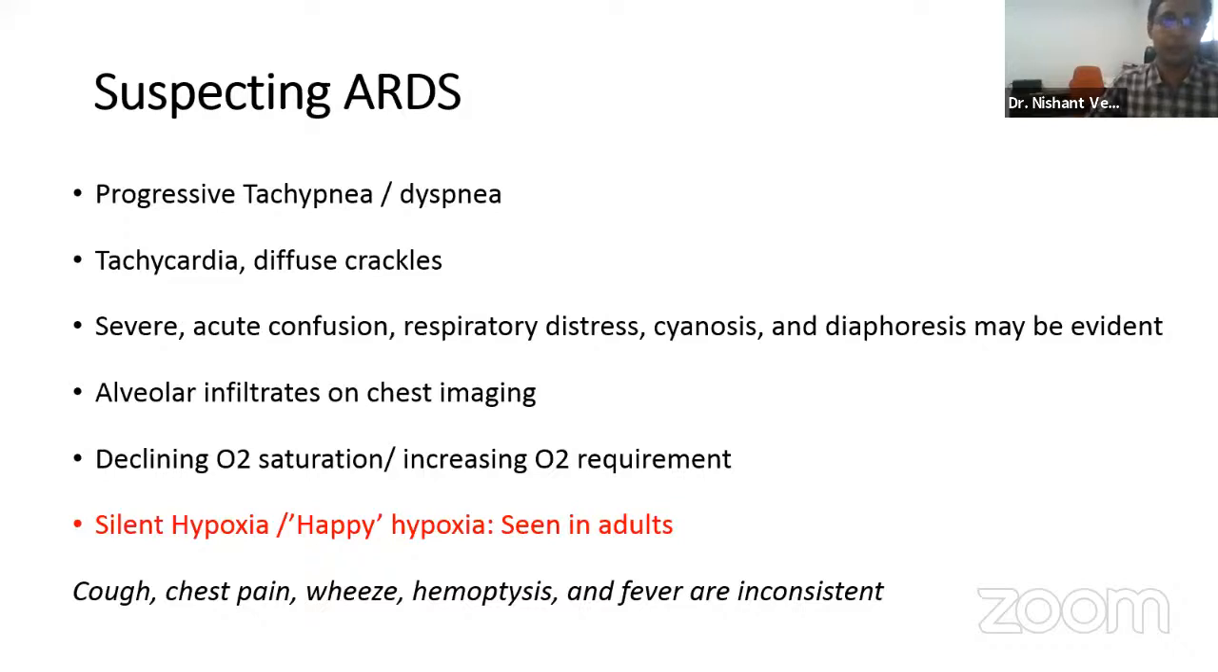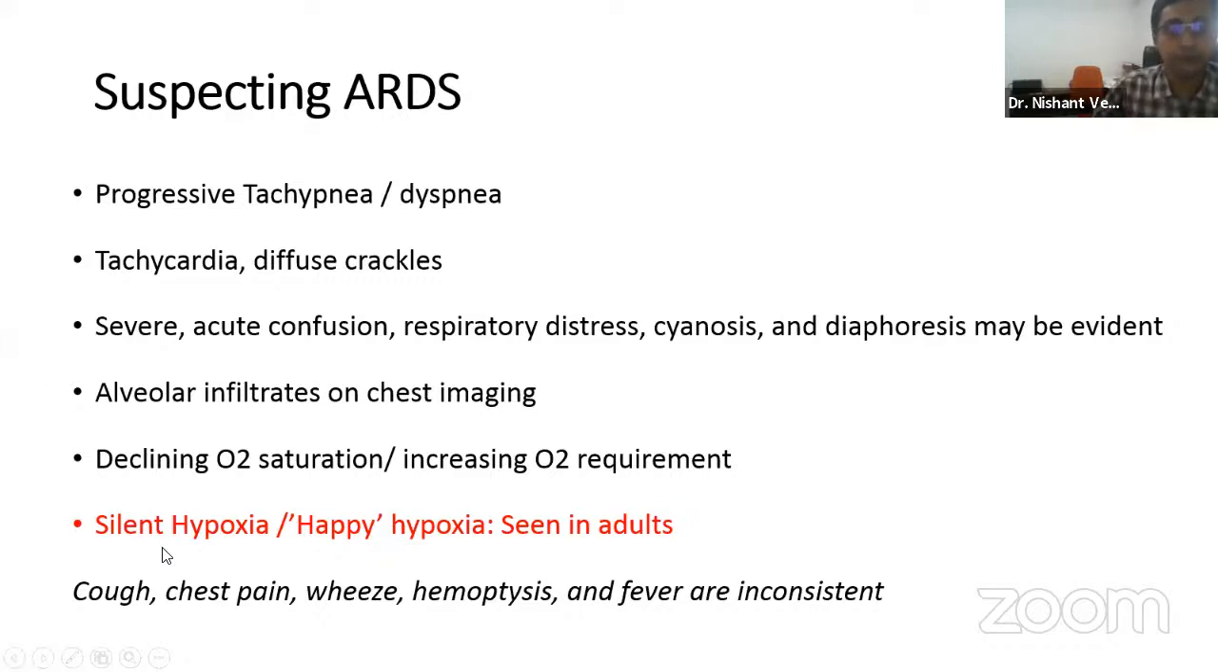When should we suspect ARDS in a child? If a child is having progressive tachypnea, dyspnea, tachycardia, and on auscultation of the chest you are able to hear diffuse crackles, then you should suspect ARDS. If, in a child with respiratory distress, there is onset of acute confusion, respiratory distress, cyanosis, diaphoresis, on X-ray you would see bilateral alveolar infiltrates, the oxygen saturation continues to decline and the oxygen requirement continues to rise. So these are the features of onset of ARDS in a child.